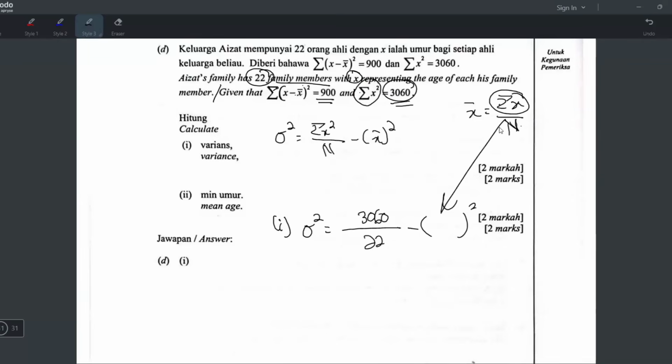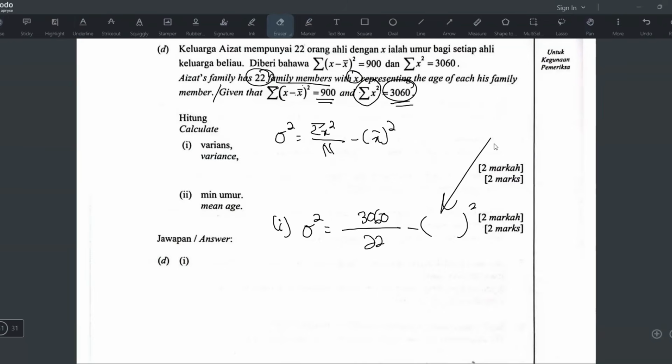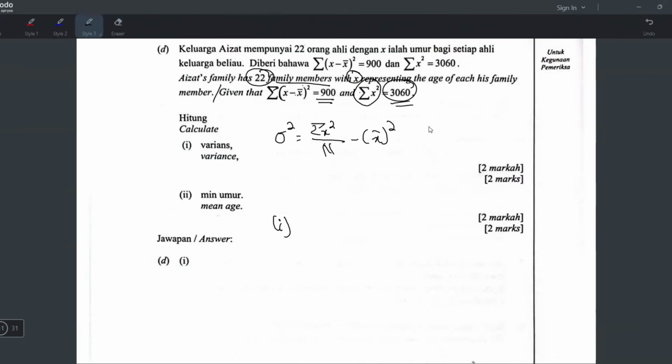So that becomes a huge problem, right? Now I'm stuck here. So let me tell you the correct way to do it. You have to use the other variance formula. So I have to erase all this and use the other variance formula.